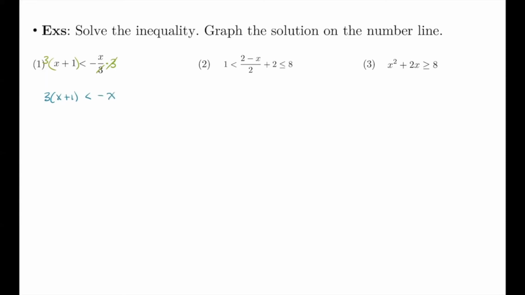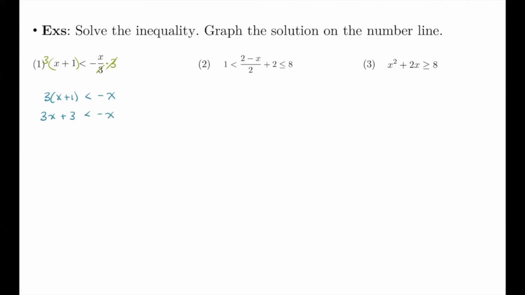Okay, we have to get these x's together, but this x on the left side is all bundled up in parentheses here. So we're going to need to remember the distributive property, which means to take this 3 and multiply it through inside the parentheses. So this will give us 3x plus 3, and then we've got less than, not doing anything to the right-hand side.